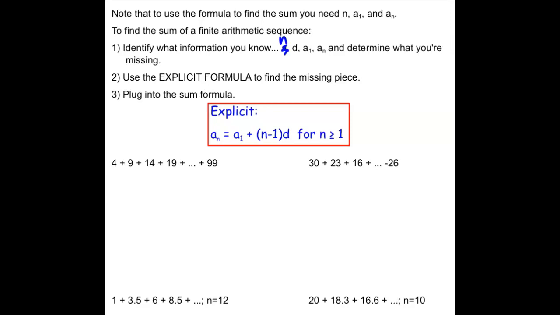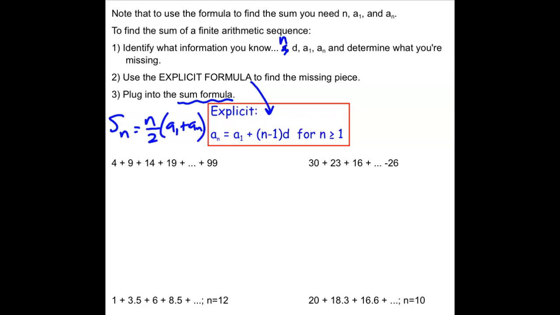Sometimes we have to figure out our d value to help us find one of those other terms. All right, so looking at what pieces do we know and what are we still missing, we can use the explicit formula, which we've included in your notes again here, to figure out any missing piece, and then we can plug them back into that sum formula that we just were working with, okay?